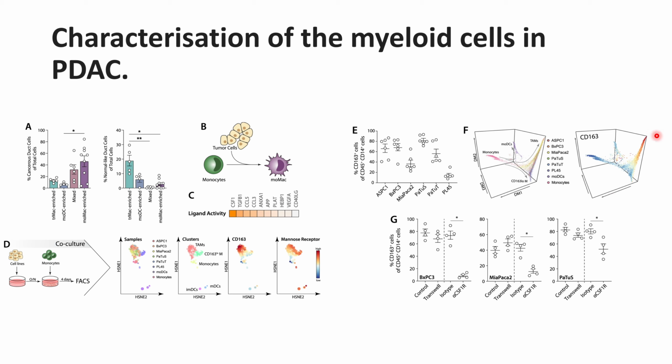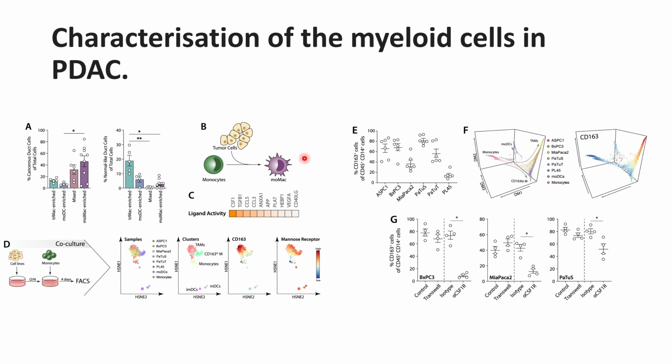So high CD163 is the marker for tumor associated macrophages, whereas low CD163 is considered as the monocyte derived macrophages.